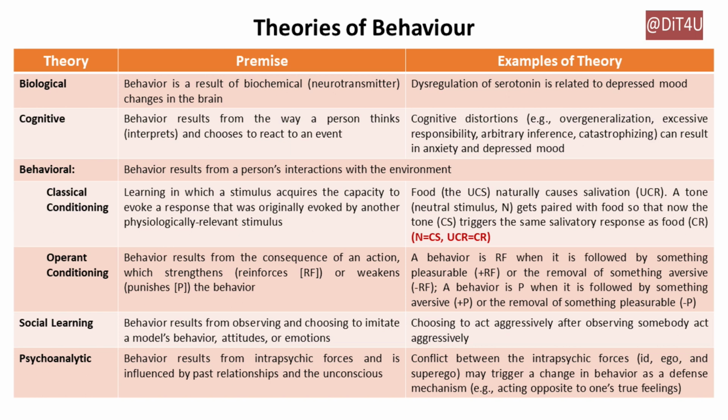Behavioral theories of behavior. Behavior results from a person's interaction with the environment. Under this, you have classical conditioning and operant conditioning. Classical conditioning is learning in which the stimulus acquires the capacity to evoke a response that was originally evoked by another physiologically relevant stimulus. Example, food, the unconditioned stimulus, naturally causes salivation. UCR, that is natural. You don't need to think about it at all. Whereas if you associate the unconditioned stimulus, that is food, with a tone, a neutral stimulus, which has no association with food, that gets paired with food.